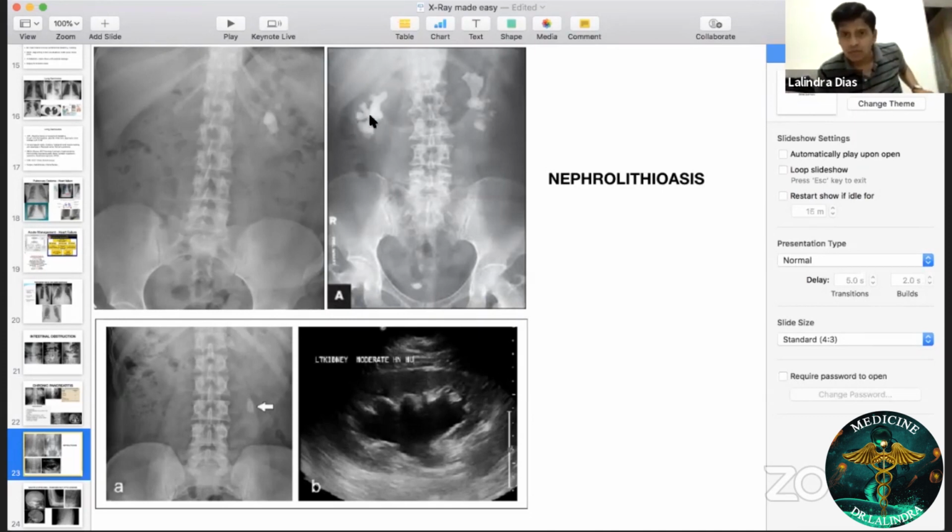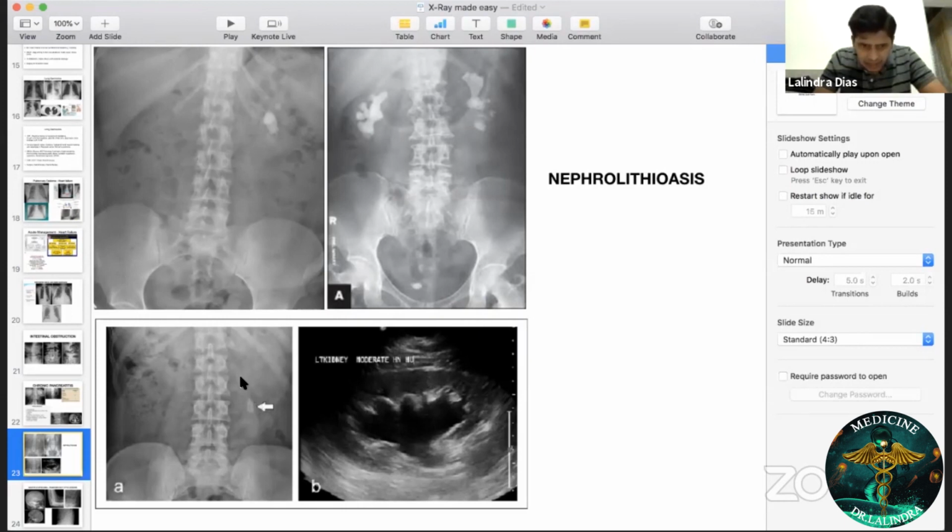Large one, a big one. And this is another staghorn. So this patient has got bilateral staghorn calculus in the renal pelvis. Your renal pelvis lies at the 12th rib area. So bilateral staghorn calculus. This is just a renal stone, but these are staghorn calculus.